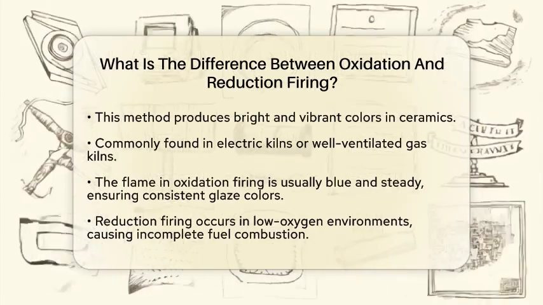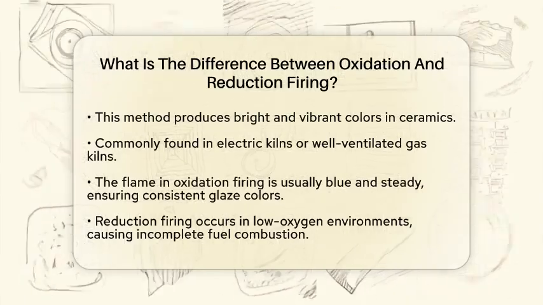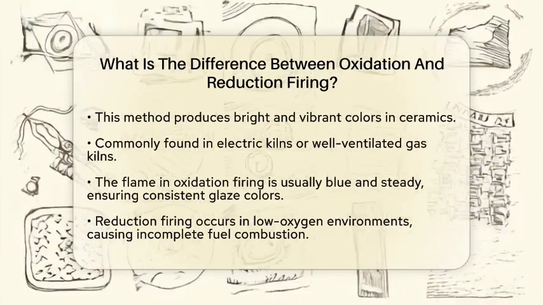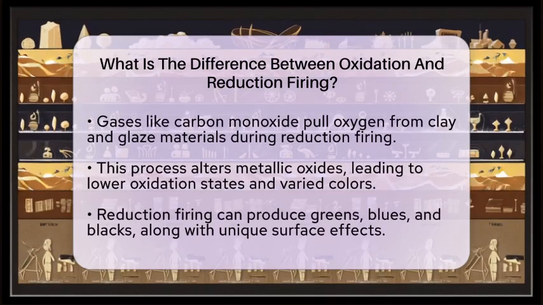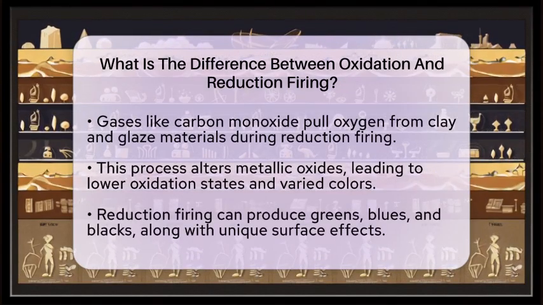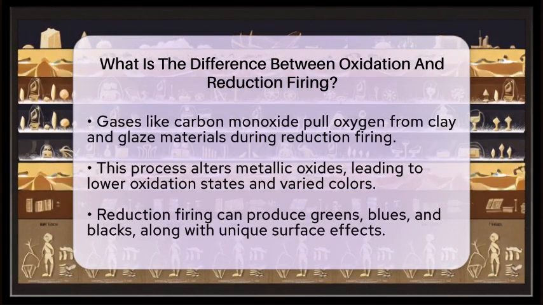For example, iron oxide can change from ferric to ferrous or even to metallic iron. This firing method can produce a range of colors, including greens, blues, and blacks. Reduction firing often results in unique surface effects and colors that can be smoky or earthy.